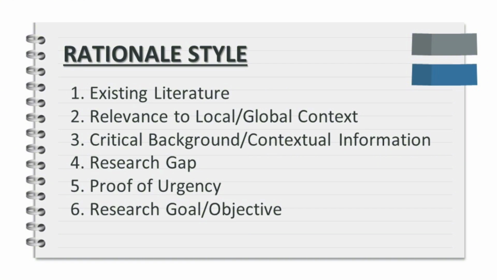Number 5, proof of urgency. Cite statistics, policies, legal basis, memorandum to show urgent need to solve the existing problem. Palawakin ang ideya kung gaano kaseryoso or gaano kabigat ang research topic mo para maunawaan ng readers ang necessity at validity nito na pag-aralan. And lastly, number 6, research goal or objective. Present the purpose why there is a need for the proposed study to be conducted. Explain the end goals of the study.